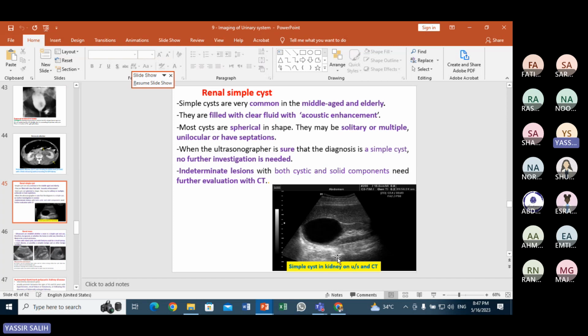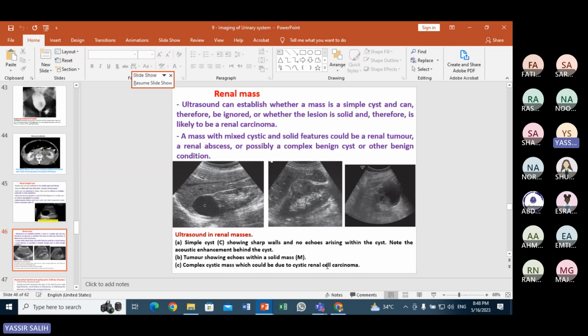But if the lesion is totally solid, we are worried about it and want immediate assessment, such as CT, maybe biopsy, or anything else. For example, this is a pure cystic lesion, no further assessment is needed. This is solid, it needs immediate evaluation and assessment. This is partially cystic and partially solid. This is the cystic part and this is solid. This also should be assessed more by CT.